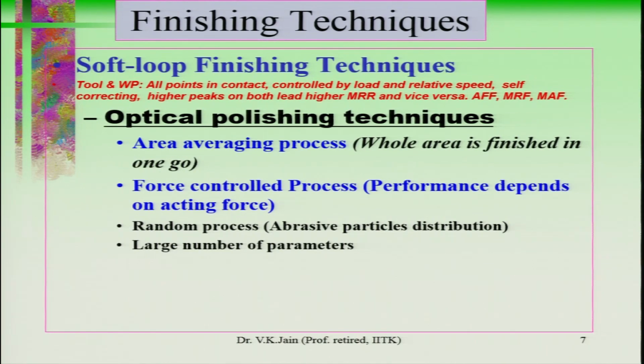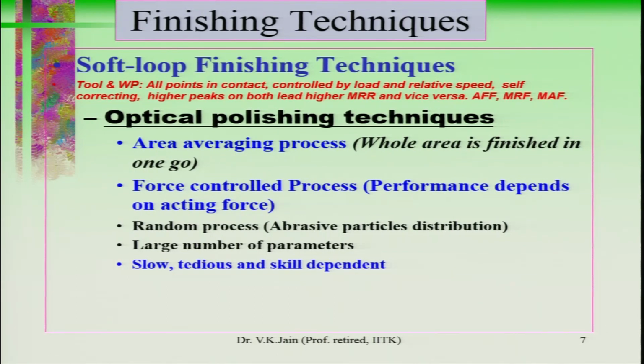And then a large number of parameters are there which control the process performance. Just like if you take the AFF, abrasive flow finishing process, you have the medium composition, percentage of the abrasive particles, the force that is acting over there, the relative speed between the abrasive particles and the workpiece and so on. So, a large number of parameters control the performance of the process. It is slow, definitely.